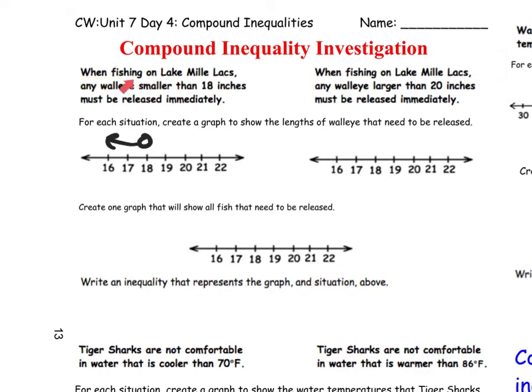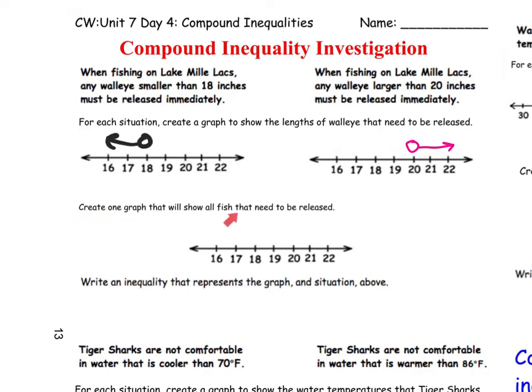When fishing on Lake Mille, any walleye smaller than 18 inches must be released immediately. So I drew the graph of that. It could be 18 inches, but smaller than that, so it's going to be an open circle with the arrow pointing that way. When fishing on Lake Mille, any walleye larger than 20 inches must be released immediately. So I'll go over to 20, and it needs to be bigger than 20, so I'm going to draw my arrow like that.